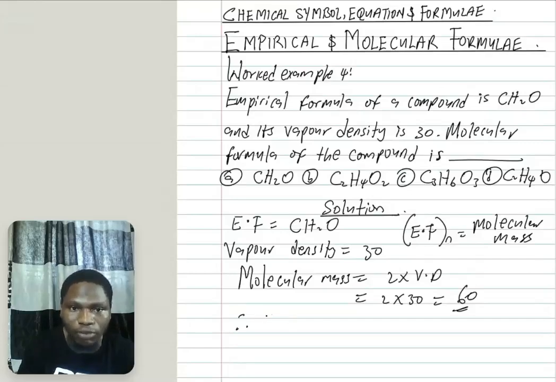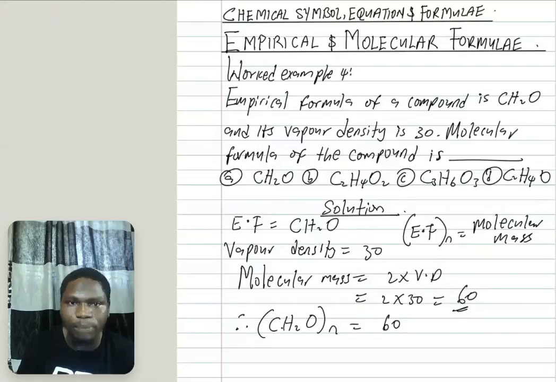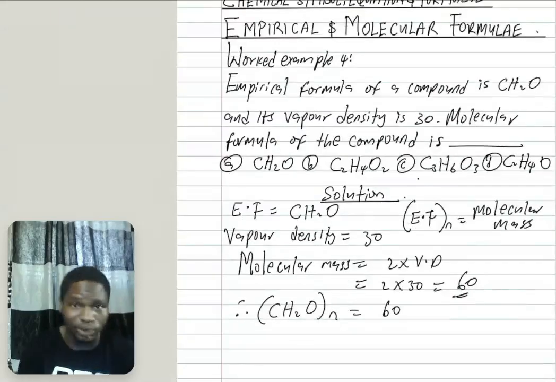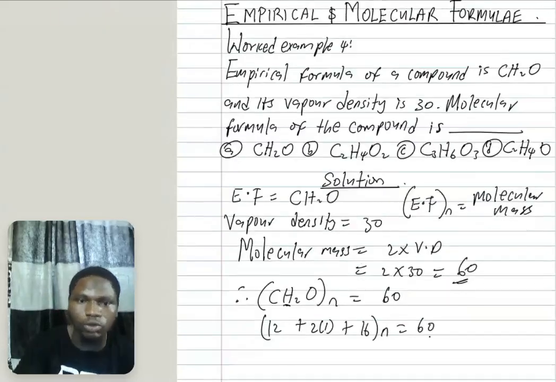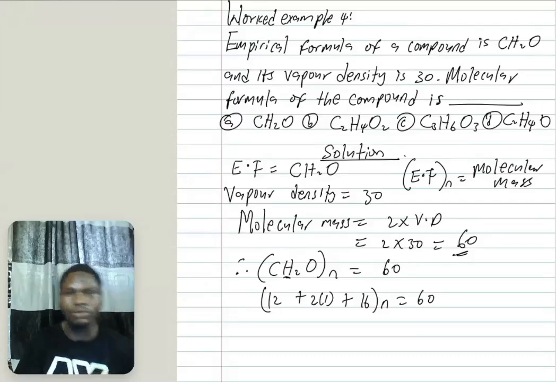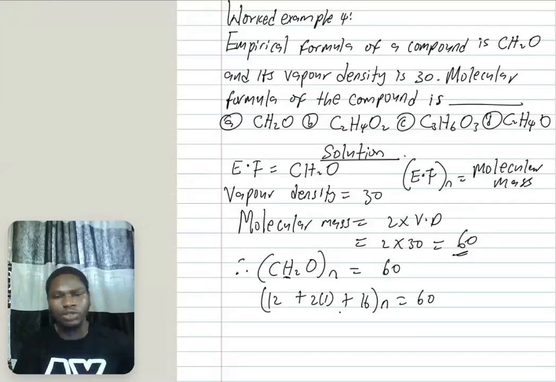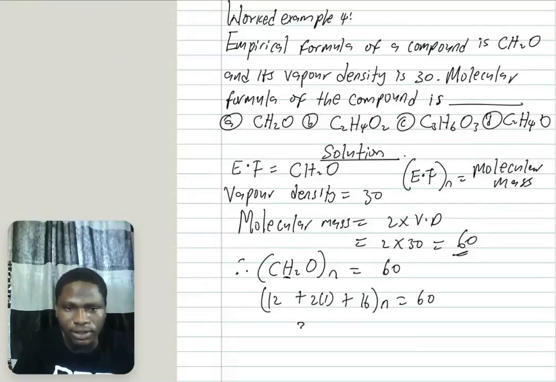So what's the empirical formula? CH2O times N equals the molecular mass, which is 60. Input the atomic masses. You can see in this question you were not given them. Carbon is 12, as you will have known from my previous video, hydrogen is 1 times 2, plus oxygen is 16, then times N equals 60. So what do we have? This will give me 14, and 14 plus 16 will give me 30.